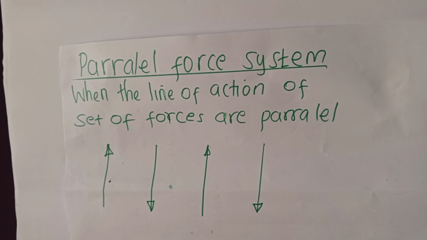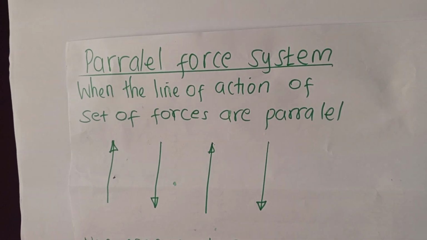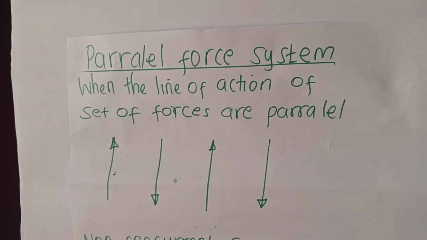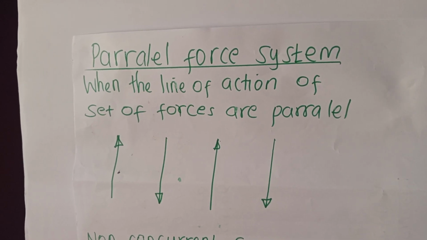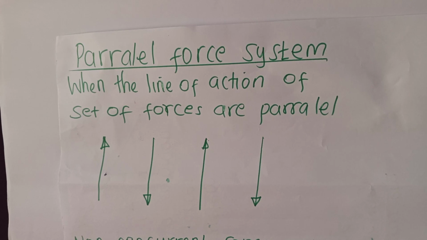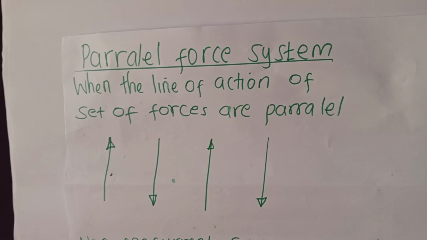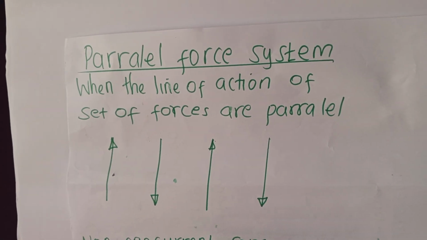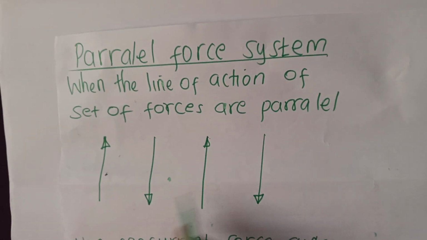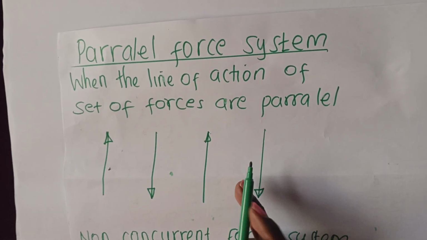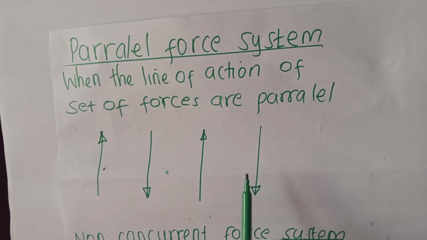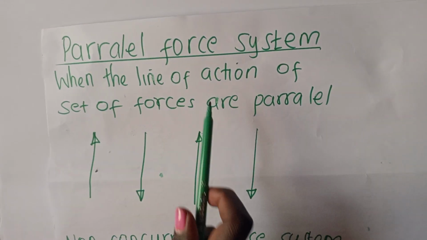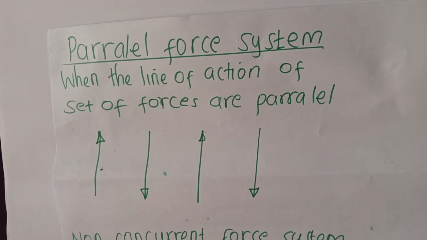Parallel force system is when the lines of action of a set of forces are parallel. When we were introducing forces, we said we represent a force with the line of action, an arrowhead to show the direction, and the magnitude. Now, this is the arrowhead of the 4 forces here. If the set of forces cannot meet, or rather they are parallel, we call that a parallel force system.